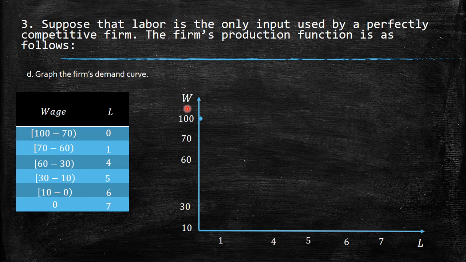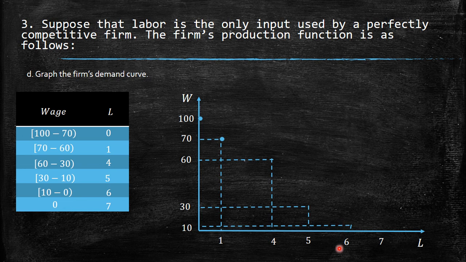When the wage is equal to 100, I won't hire anyone. So there should be a point here, right? I won't hire anyone else until the wage is equal to 70, where I start and hire one guy. Then when the wage is equal to 60, I will hire four guys. When the wage is equal to 30, I will hire five guys. When the wage is equal to 10, I will hire six guys. And when the wage is equal to 0, I will hire 7.